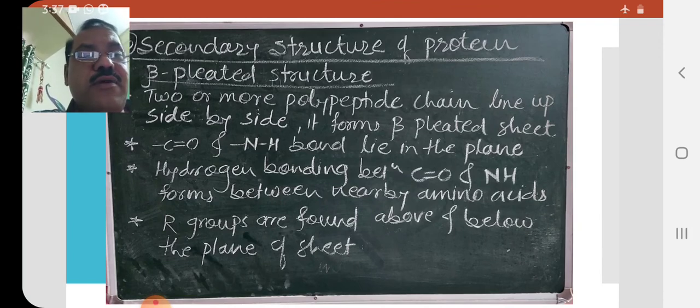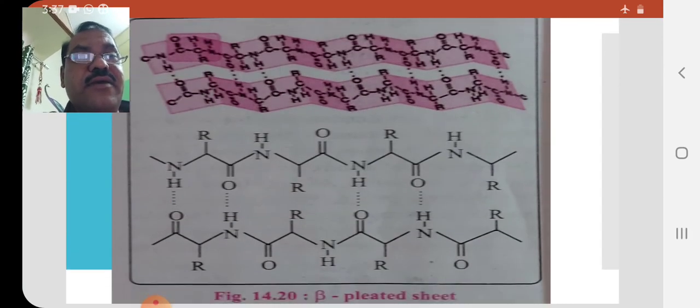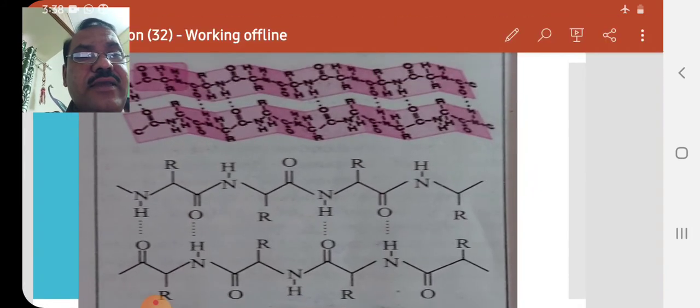And R groups are found above and below the plane of the sheets. You can see in the example. You can see R groups are above the plane or below the plane, and all CO and NH, they are in the plane. And whenever the NH group of the upper chain and the CO group of the lower chain, they form hydrogen bonding between them. So there are 4 dotted lines shown in the structure. This dotted line is a hydrogen bond.